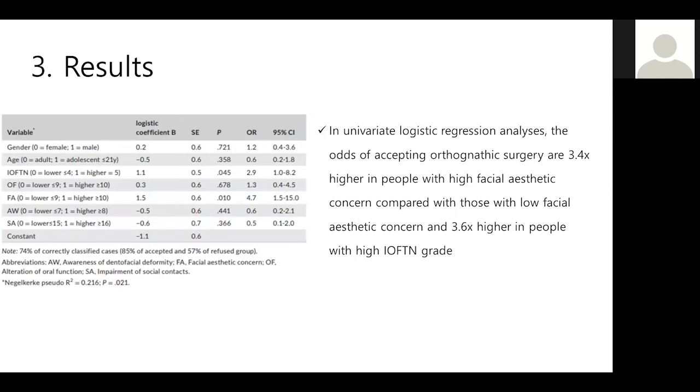In univariate logistic regression analysis, the odds of accepting orthognathic surgery are 3.4 times higher in people with high facial aesthetic concern compared with those with low facial aesthetic concern. When controlling for age, sex, oral function impairment, awareness of facial deformity, and inhibitions in social contexts in multiple logistic regression, both IOFTN and FA remained significant predictors of orthognathic surgery acceptance.